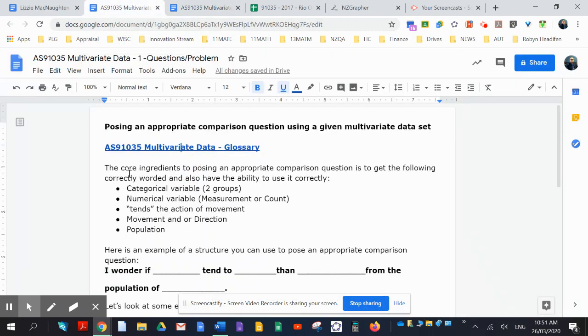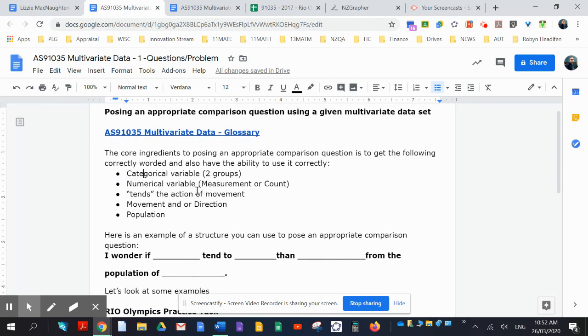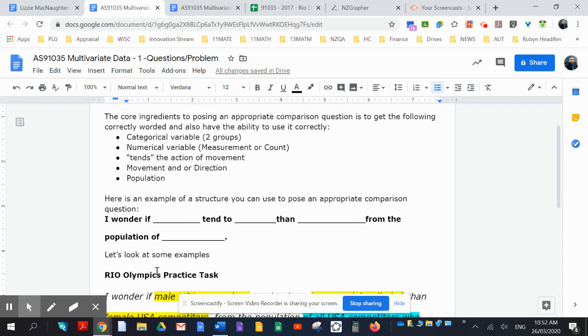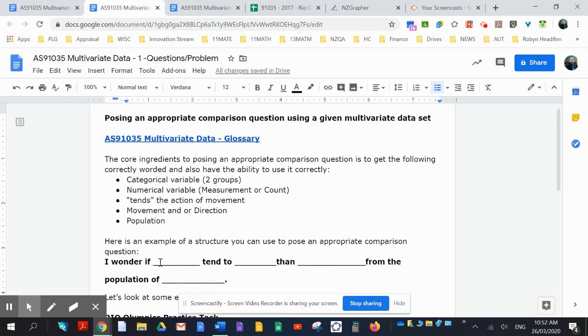So, there are five important things in order to get your question correct. One of them is, of course, the category variable. Now, this can happen in subgroups. For example, you could look at eye color. Eye color is a categorical variable, and you can look at blue-eyed people and green-eyed people and compare their heights, weights, etc. What I have here is an example of Rio Olympics. I'll look at that later.